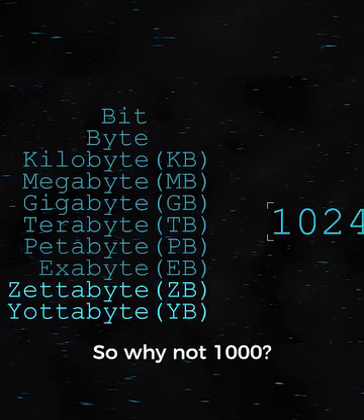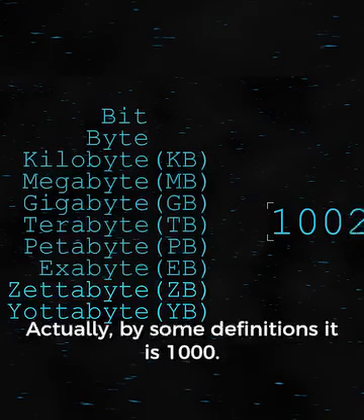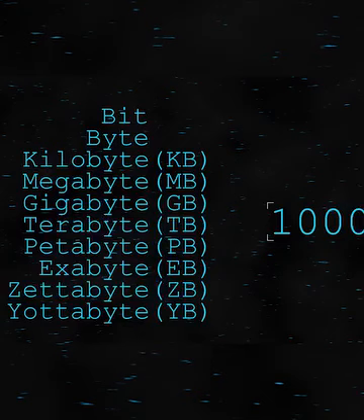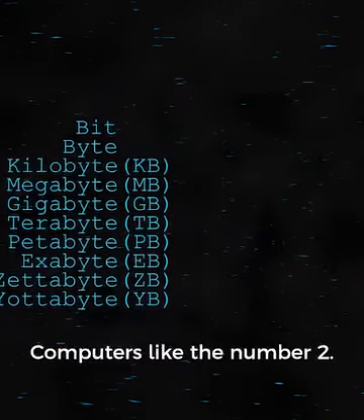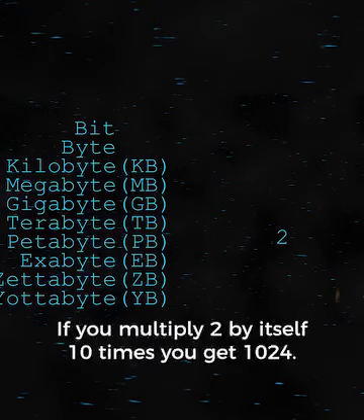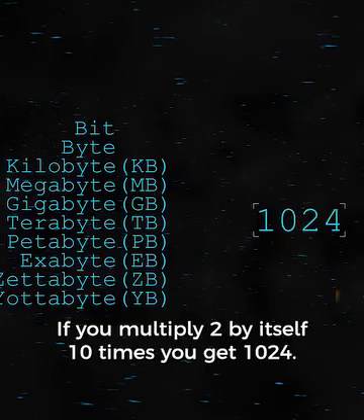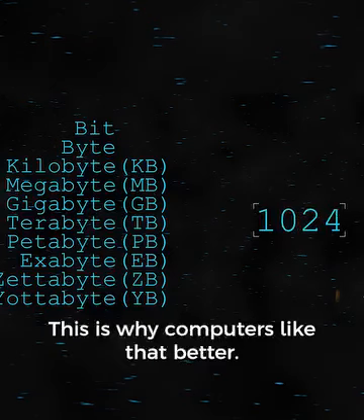So why not 1000? Actually, by some definitions it is 1000. But most of the time we mean 1024. Computers like the number 2. If you multiply 2 by itself 10 times, you get 1024. This is why computers like that better.